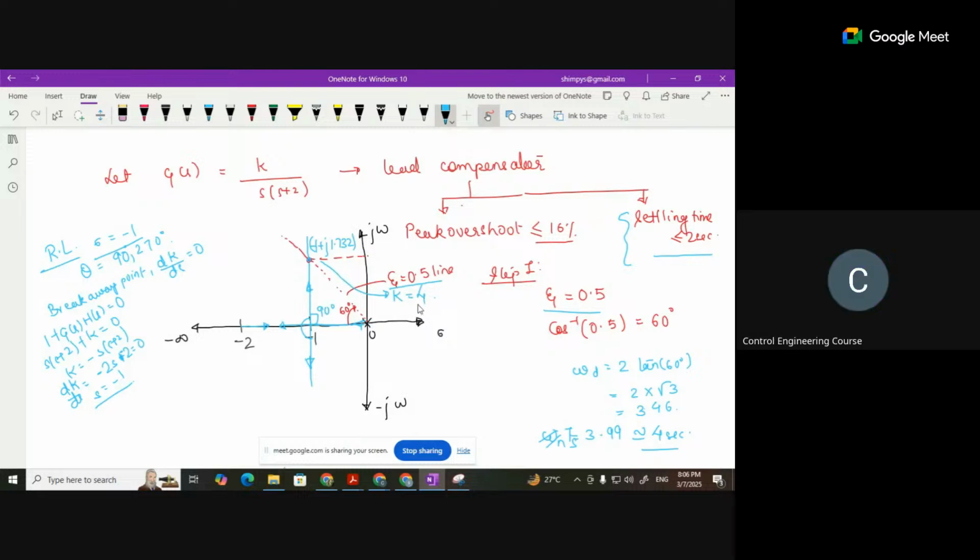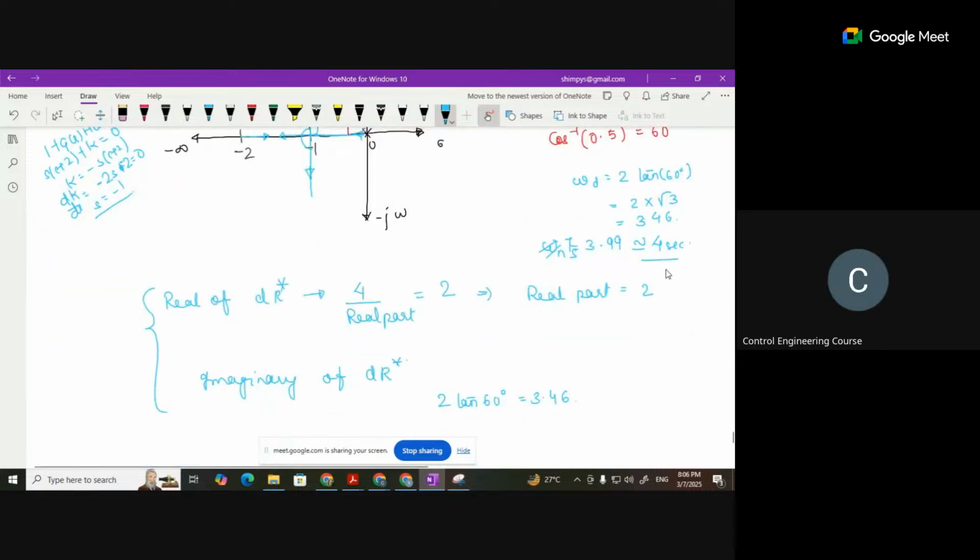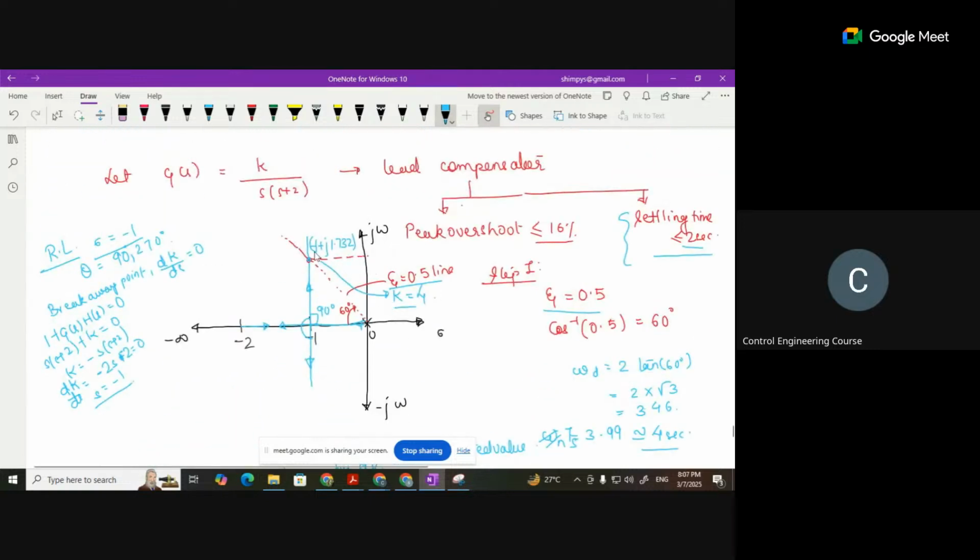What is the value of specified settling time? 2. What we have obtained, we have obtained as 4. So what we do, this is the specified value, right? And this is the value obtained by dr. We have calculated it from there only.